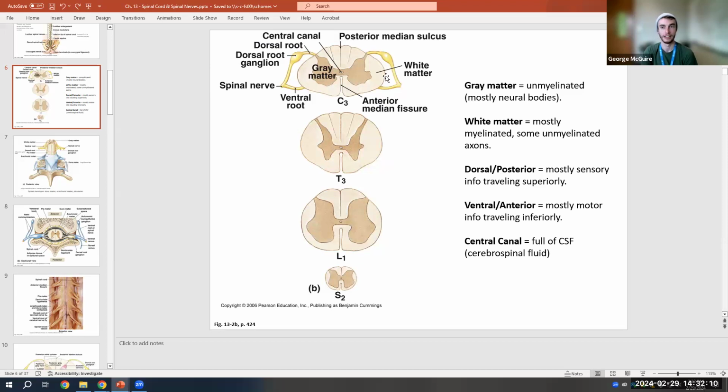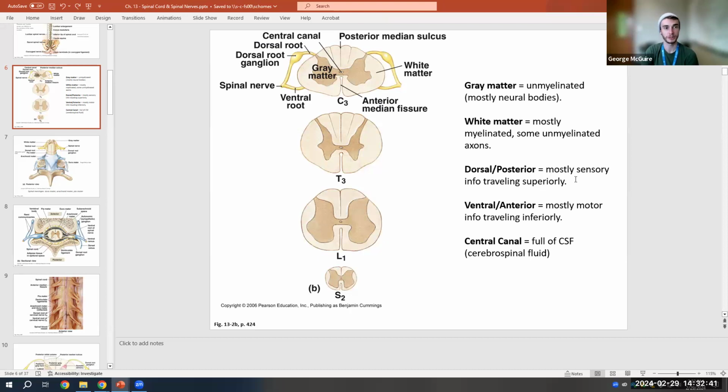So even though we're going to see that terminology show up in two different ways, like our anterior median fissure and our ventral root, the direction is generally the same. So dorsal and posterior meaning towards the back, ventral anterior meaning towards the front. And we generally get the same organization of how information is traveling into or out of our spinal cord based on those directions.